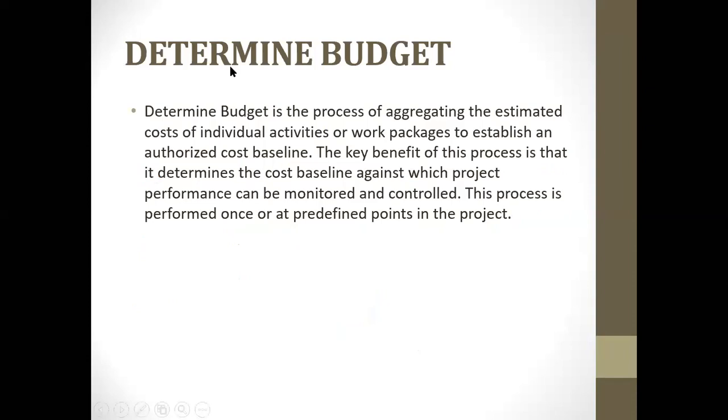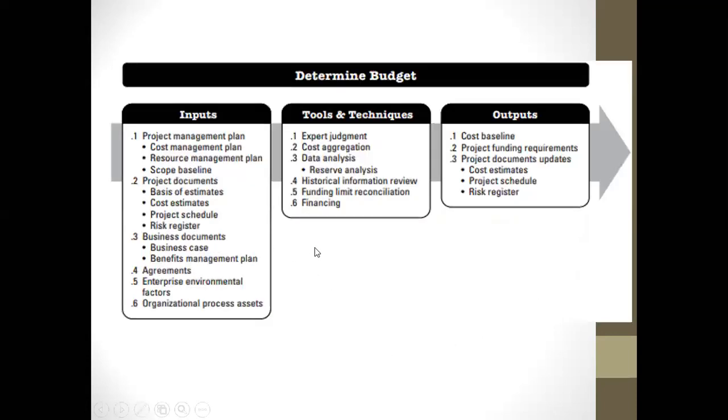Determining budget, like I said, is the process of aggregating the estimated cost of individual activities or work packages to establish an authorized cost baseline. The key benefit of this process is that it determines the cost baseline against which project performance can be monitored and controlled. This process is performed once or at predefined points in the project.